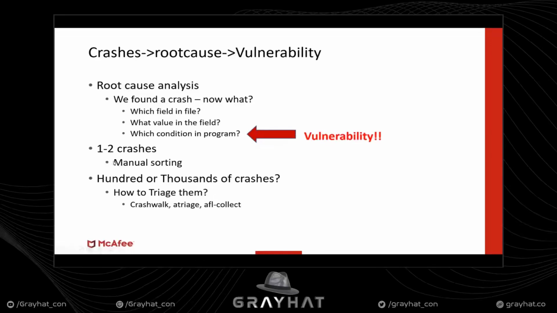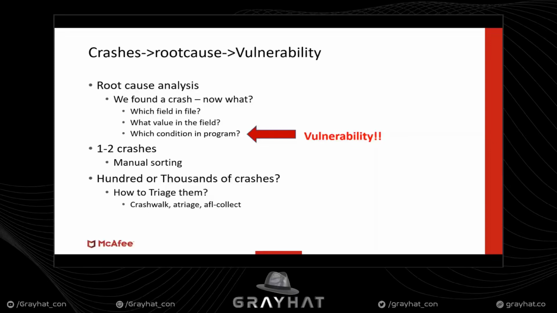This condition in the program is what we call a vulnerability. Now, if you get one or two crashes, then you can easily go through them and debug each of them. But what happens when you get hundreds or thousands of crashes? In that case, you need some automated tools to triage all the crashes.